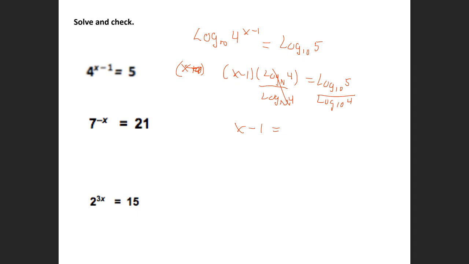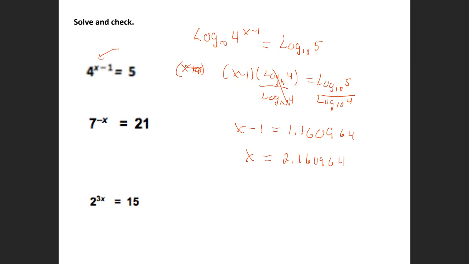So I'm going to plug that into my calculator, log base 10 of 5, divided by log base 10 of 4, and I get an answer of 1.1609, and it goes on and on and on. 1.160964. If I solve for x, x equals, I add 1 to both sides, 2.16096.